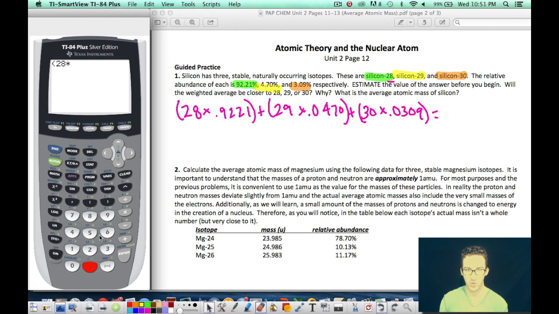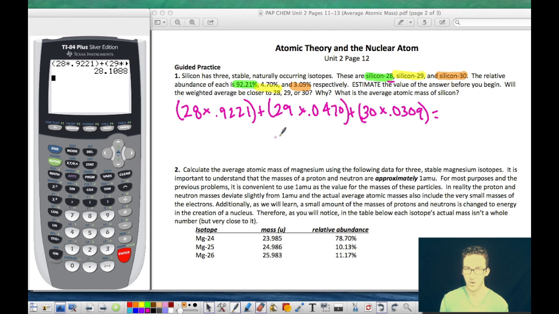28 times 0.9221, close parentheses, plus new parentheses, 29 times 0.0470, close parentheses, plus new parentheses, 30 times 0.0309, close parentheses, enter. 28.1088 is what my calculator gives me.